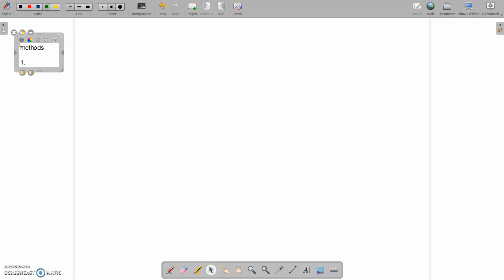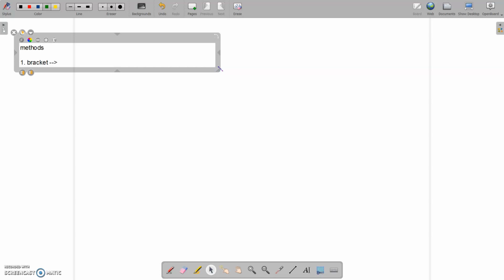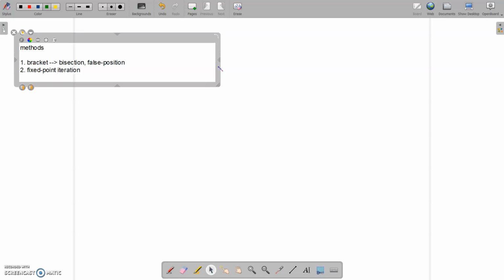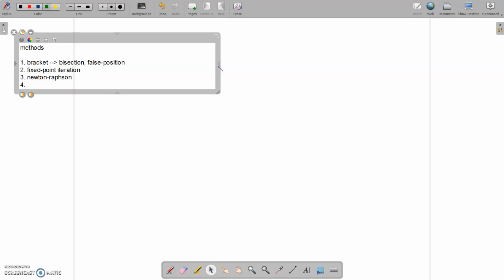For example, in the first lab, we saw the bracket approach. There are two methods in the bracket approach. One was the bisection method. Another was the false position method. In the later labs, you saw some other methods like fixed point iteration. Then we saw the Newton-Raphson method. Then we have the second method that you saw in the last lab.